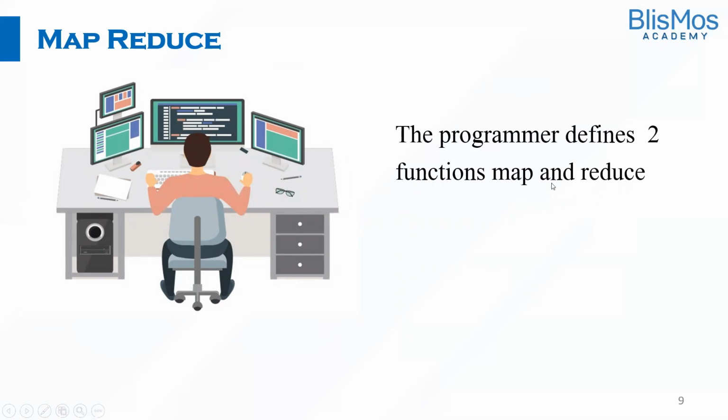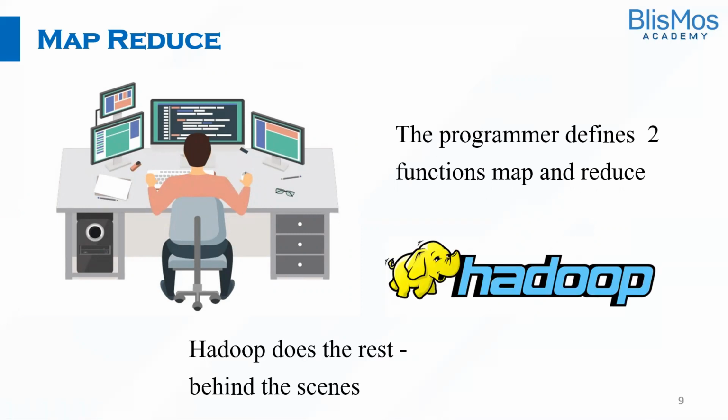We understood MapReduce is a programming model for distributed processing. In this MapReduce, map and reduce functions are defined by a programmer. That is you and me, or whoever is trying to work on MapReduce. He or she takes care of defining these two functions, that is map and reduce. The rest of the things are taken care of by Hadoop. What do I mean by that?